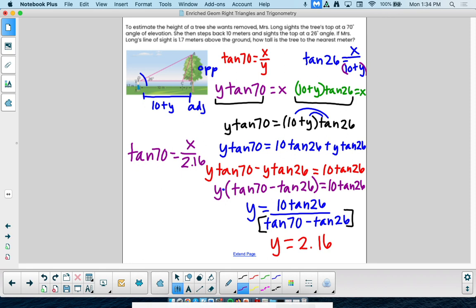Multiply it over. 5.9. Is that what it is? Yes. Well, we're not going to round yet. 5.9 should be your x. But now that's still not your final answer. Why? You subtract it. Or minus 1.7. Add 1.7. We got to add, right? Because her eyes are off the ground, so we're not accounting for that 1.7 up to her eyes. So we got to add 1.7 to this.